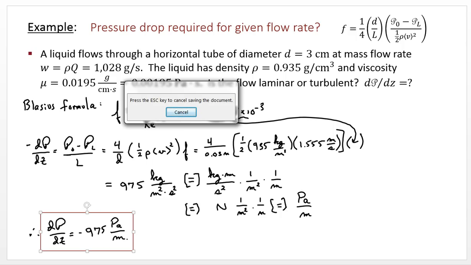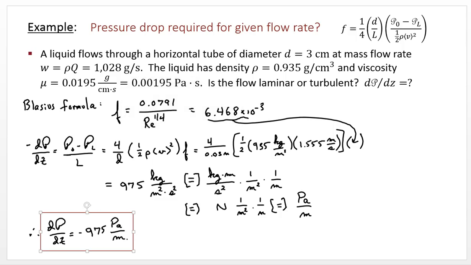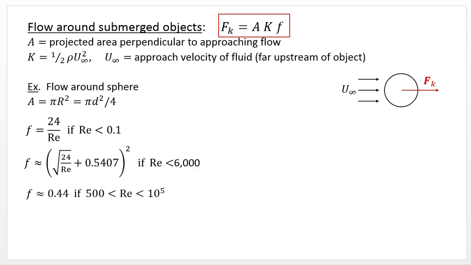All right, next we can move on to flow around objects, or external flow. So flow around a submerged object, we have the same main definition of the force due to fluid motion, Fk. It's an area times kinetic energy term times friction factor. The difference now is A is the projected area perpendicular to the approaching flow. It is not the surface area of the object.